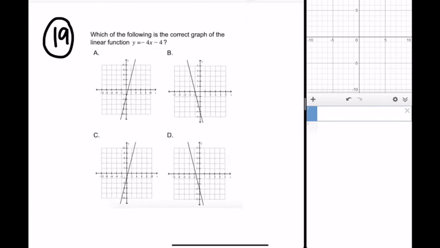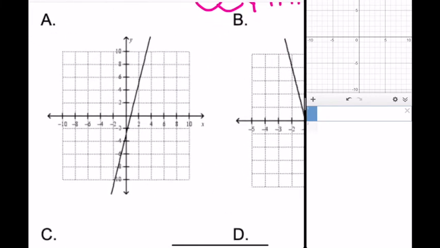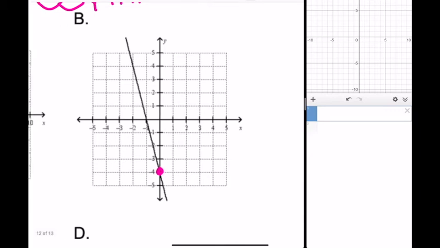Which of the following is the correct graph of the linear function y equals negative 4x minus 4? First, we can see that the y-intercept should be negative 4. So we can go to each graph and see where the y-intercept is. This one appears to be at negative 3, so it's not this graph. B appears to have a y-intercept at negative 4.